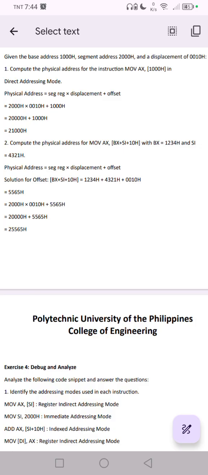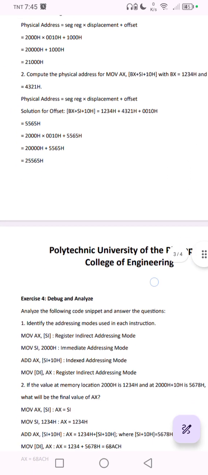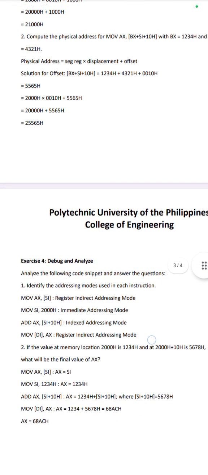Alright. Number 2, compute the physical address for MOV AX, [BX + SI + 10H]. This shows multiple registers and displacement can be combined to compute the effective address. So the final physical address is calculated similarly by converting the segment to a byte address and adding the computed offset, which is 25565H. Right? Next, 4. Debug and analyze.